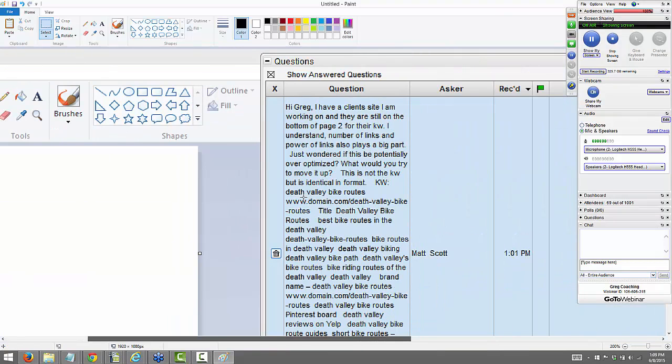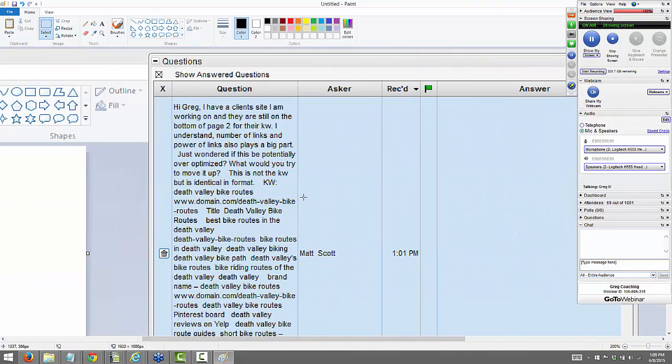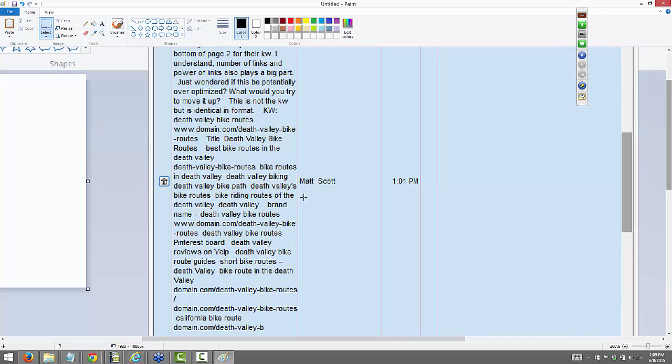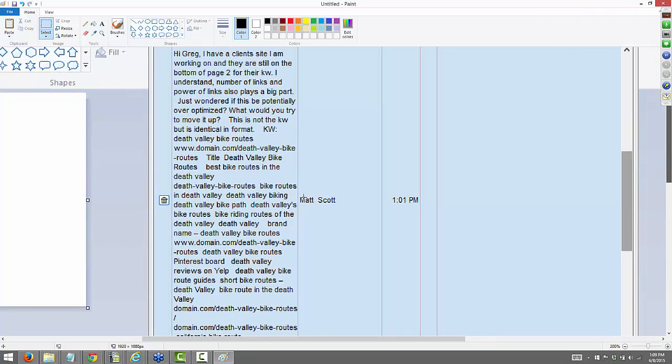Alright, so here's a long one from Matt Scott. Alright, I have a client site I'm working on. They're still on the bottom of page 2 for their keyword. I understand number of links and power of links also play a big part. Just wonder if this could be potentially over-optimized. Would you try to move it up? This is not the keyword, but is identical format. Keyword: Death Valley Bike Routes. Domain.com/Death-Valley-Bike-Routes. Title: Death Valley Bike Routes, Best bike routes in Death Valley.